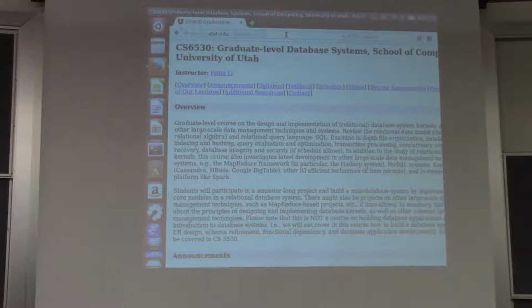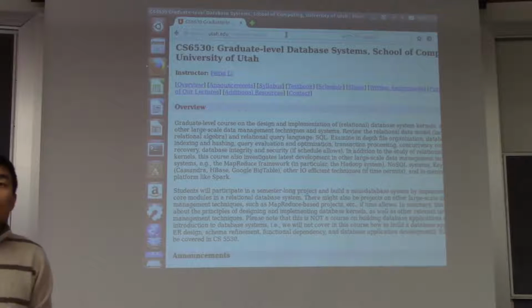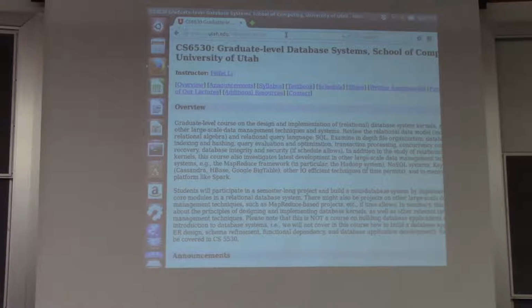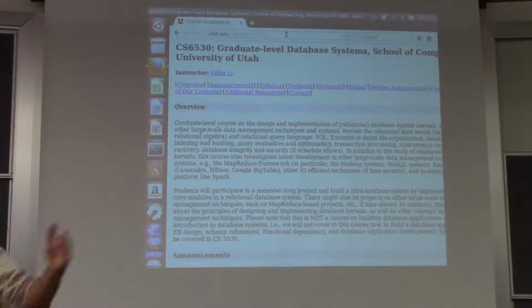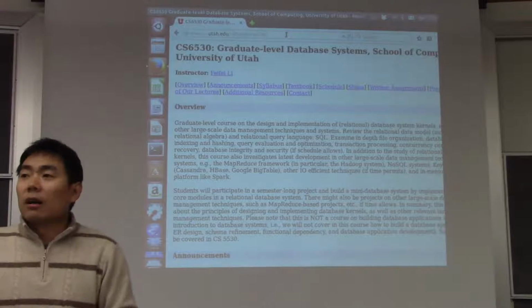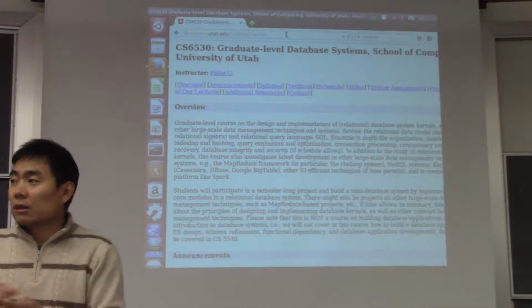So today we're going to continue on the discussion for query optimization. I'm hoping that I can cover the topic today. If not, I'm going to use a little bit of time next Tuesday to finish this discussion. Then we are ready to discuss the last piece of relational database system, which is transaction, concurrency control, and crash recovery.